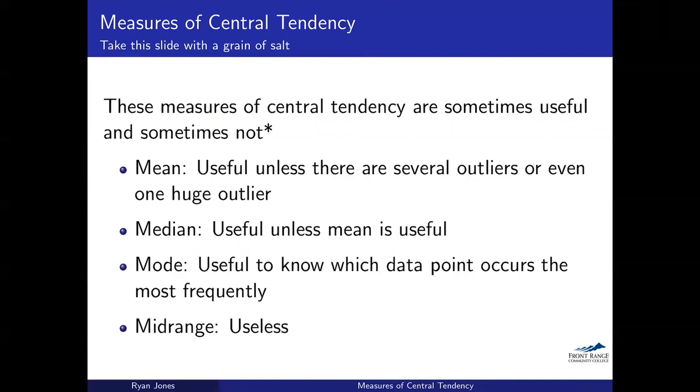So maybe we're looking at exam scores and maybe there was one person who got 100% on the exam, but then the next highest score was an 85, and then it sort of trickled down from there. The mean in that scenario wouldn't be that useful because that single high score, that outlier, that really, really large 100% as opposed to the rest of the scores, is going to skew that mean inappropriately, if you will.